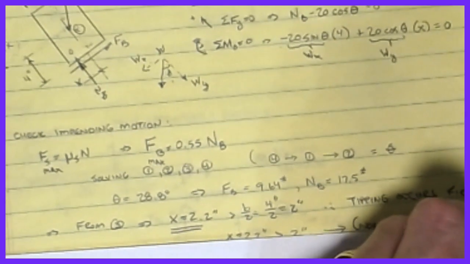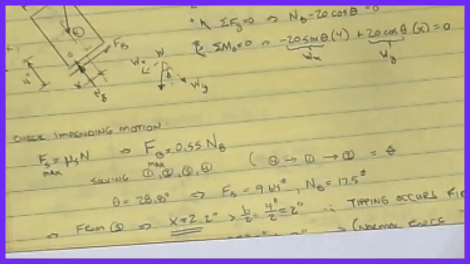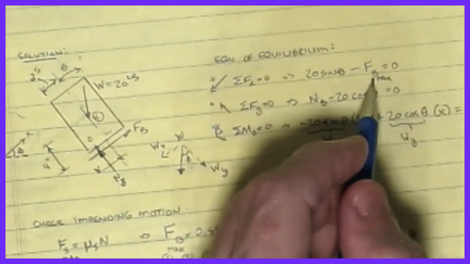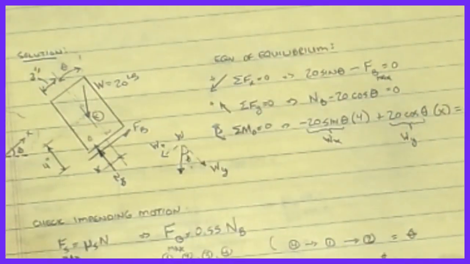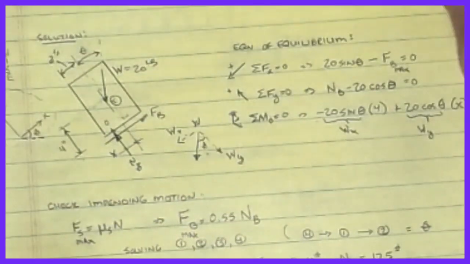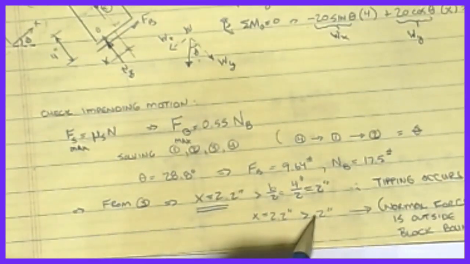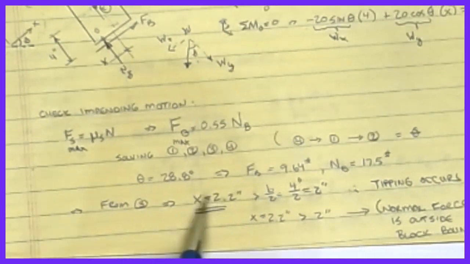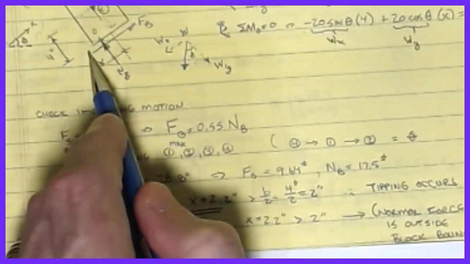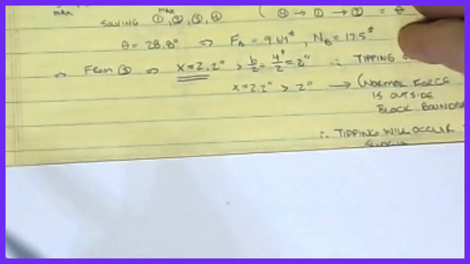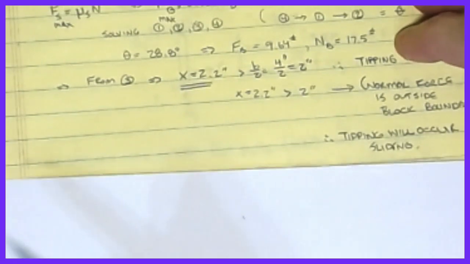All right, and so now we know that it doesn't slide first like we had assumed. We had assumed that back up here when we made this FB max equal to our FB. Okay, so we assumed sliding was happening first. So we know then that because x is 2.2 inches, which is greater than 2, as we just showed, our normal force on the free body diagram is actually somewhere out beyond that tipping point. Okay, which means that for us, tipping will occur before sliding.